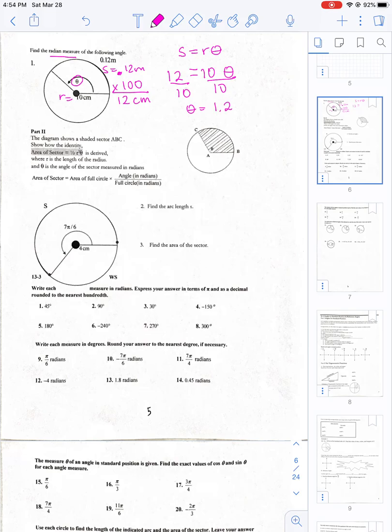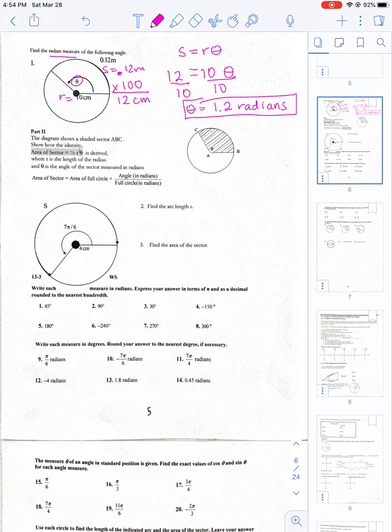to 1.2 radians. Now, if you don't see the word radians at all, you will assume that it's radians unless you see the degree symbol. So we most likely will be in radians for the majority of our calculations. So 1.2 radians. Now part 2 is how do we find the area of a sector?